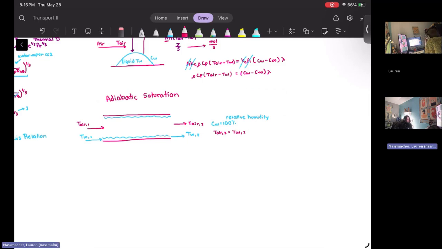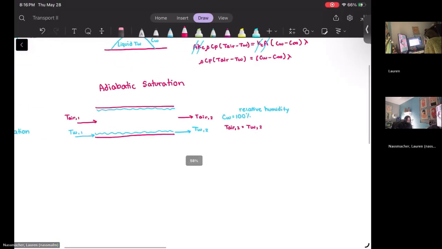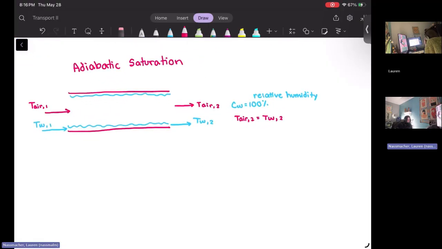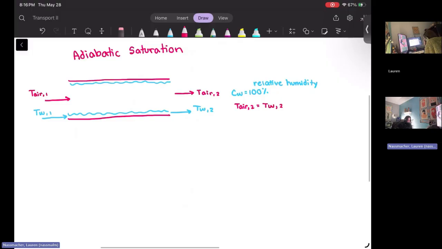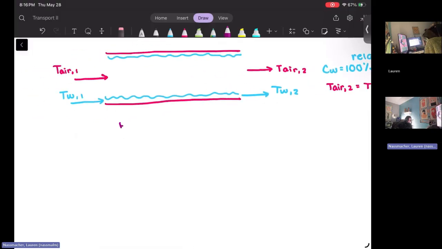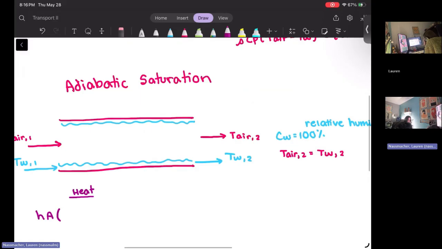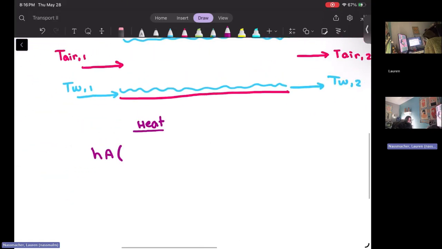And because the temperature decreases, it must decrease, and the molar concentration increases, we can also set the heat and mass equations equal to one another once again. So we'll do the heat equation, and that's going to be our heat transfer coefficient. It's the same equation, but it's going to be the temperature of the air, 1, minus the temperature of the water, 2.